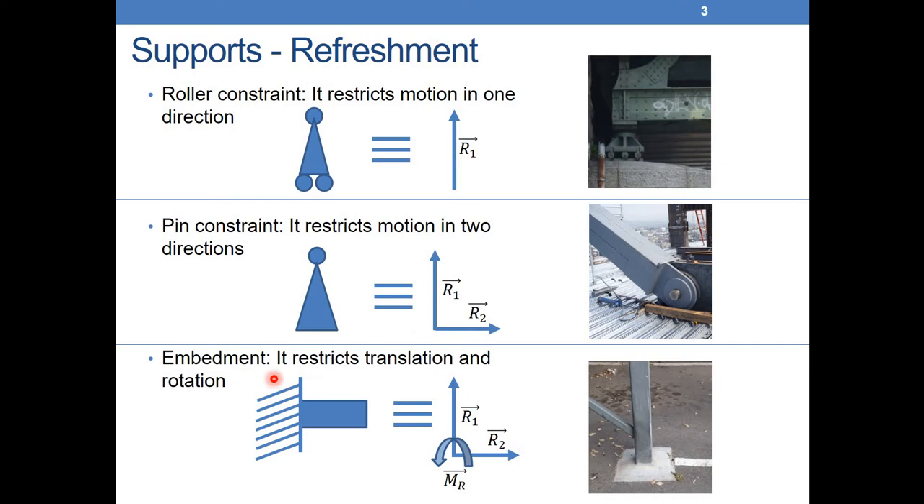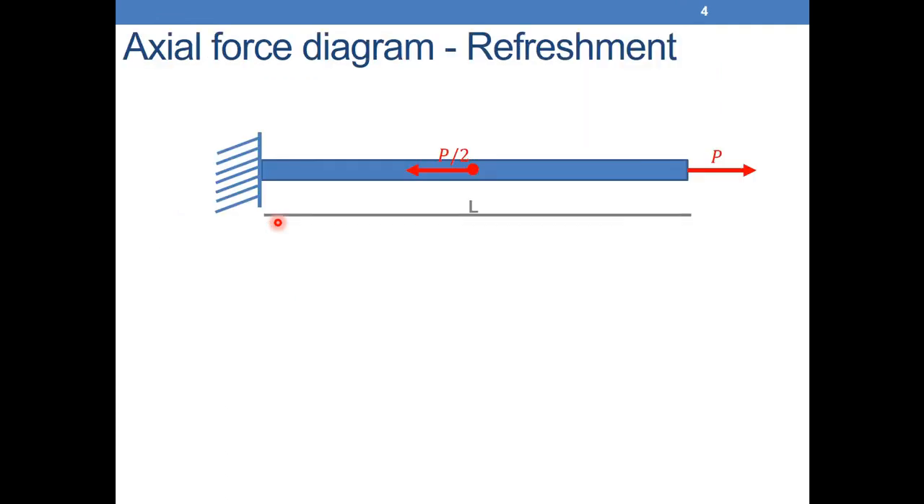And finally, the embedment. If I have this symbol here, the embedment prevents all types of motion: it cannot move horizontally, cannot move vertically, and at the same time also cannot rotate. If we try to rotate it, we'll create a reaction moment here. So these are the three supports that we defined, and we will be using them during the lecture.